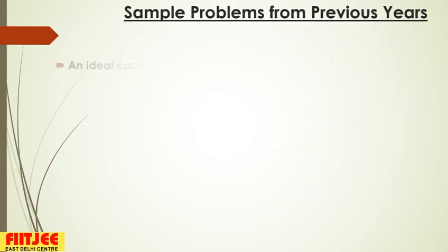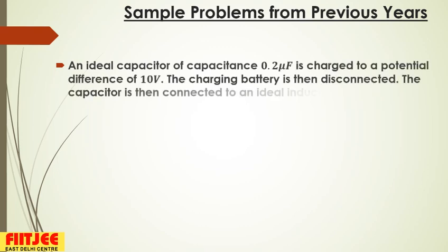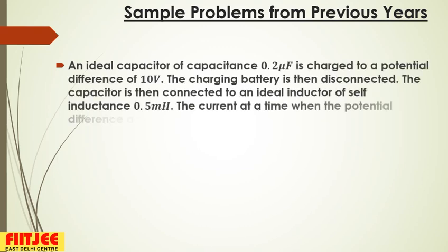Now the last question is: an ideal capacitor of capacitance 0.2 microfarad is charged to a potential difference of 10 volt. The charging battery is then disconnected. The capacitor is then connected to an ideal inductor of self-inductance 0.5 millihenry. The current at a time when the potential difference across the capacitor is 5 volt.